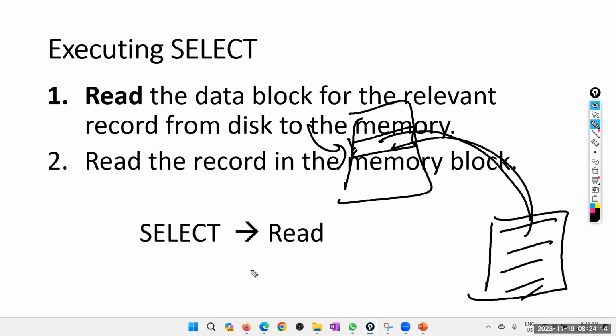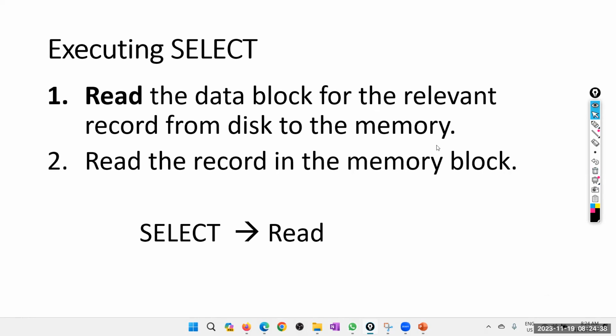Remember, the smallest unit of access is not a record. In your secondary storage, it is a data block. So you get the relevant data block and read it. Therefore, it's just a read operation. You don't have to write back to the disk. So select is a read operation.